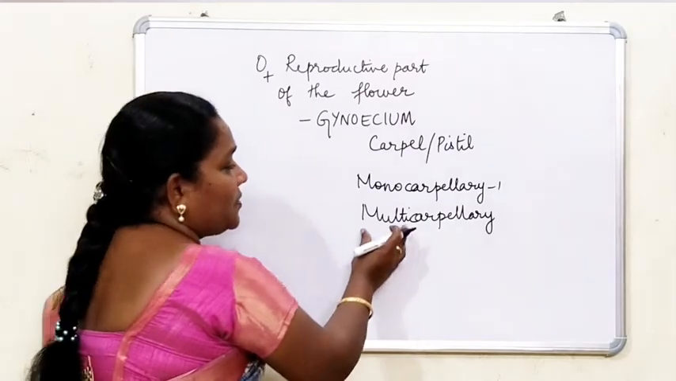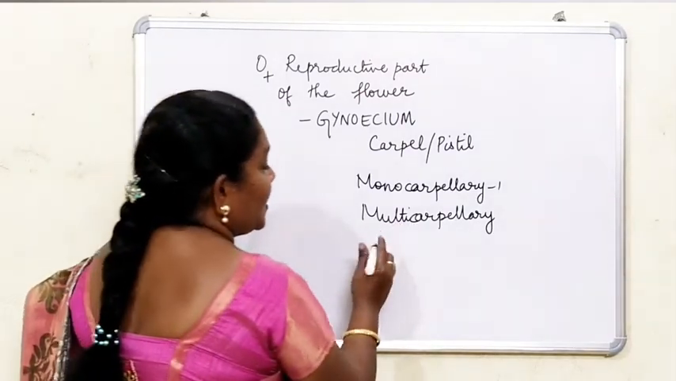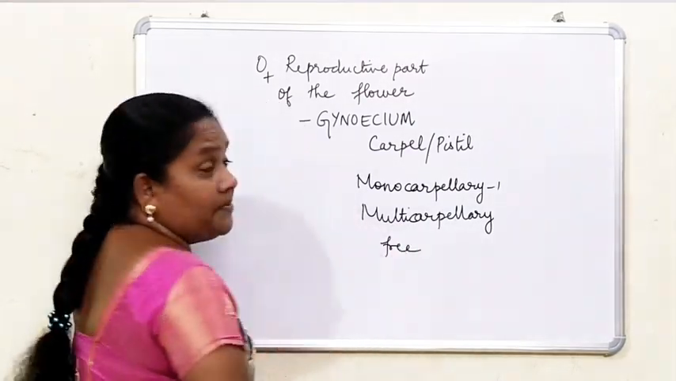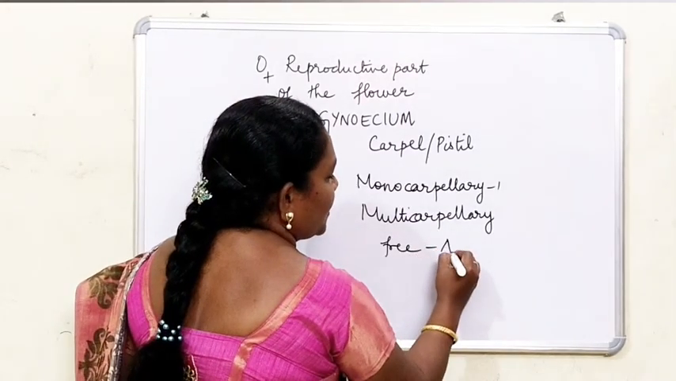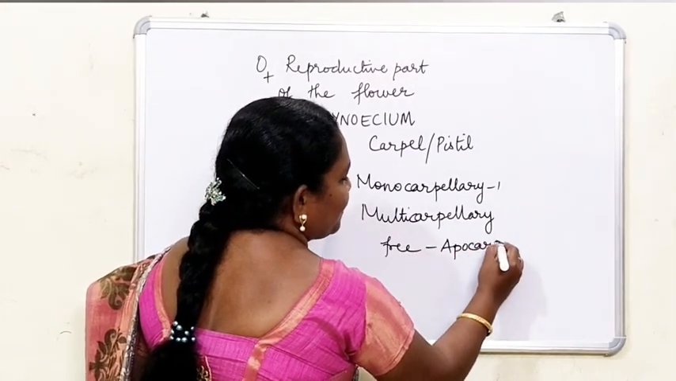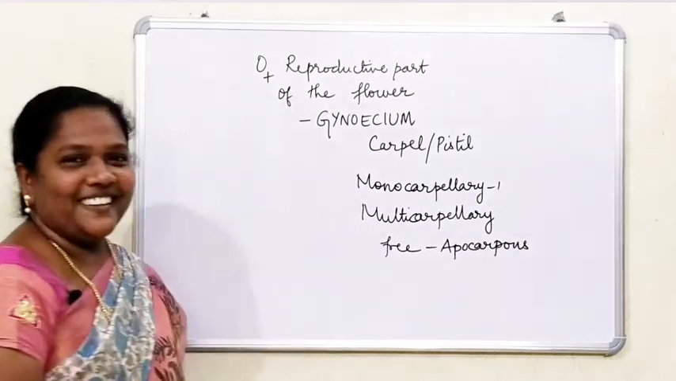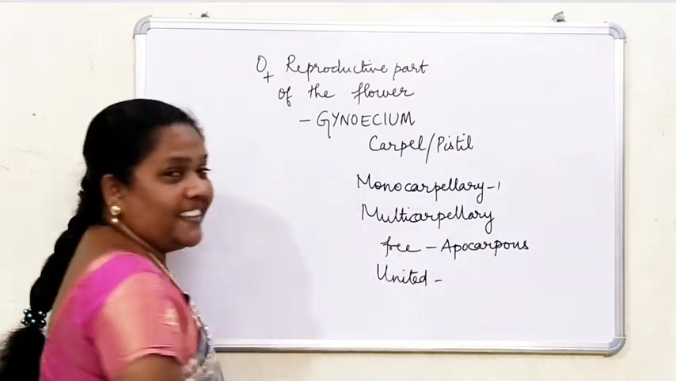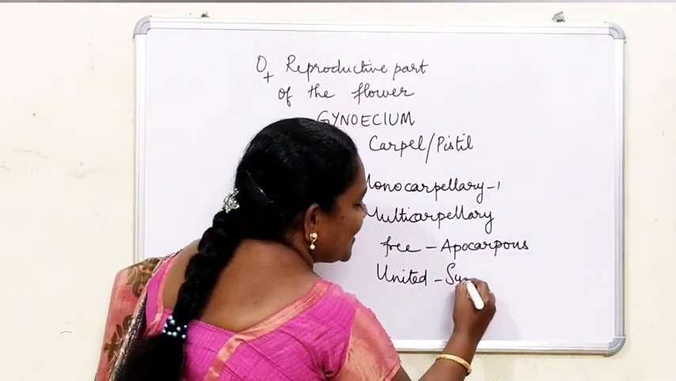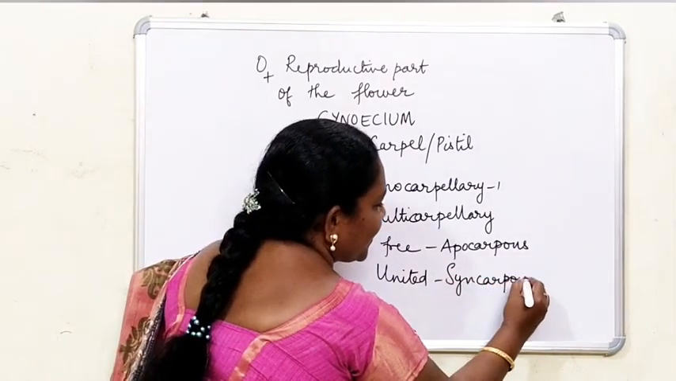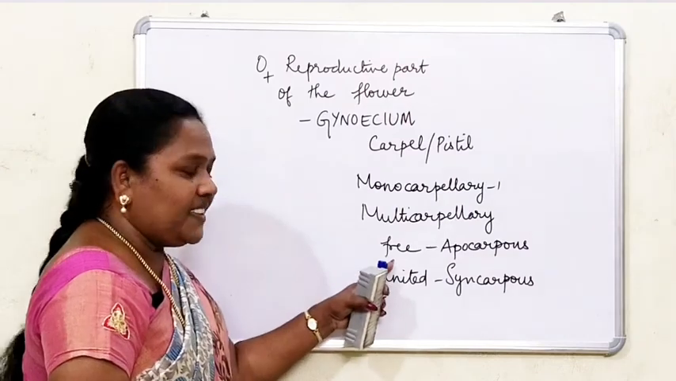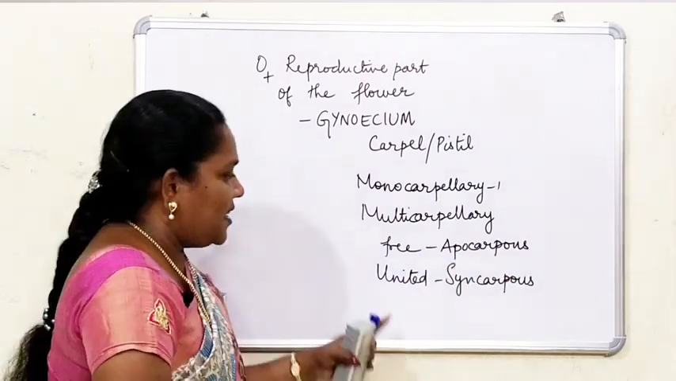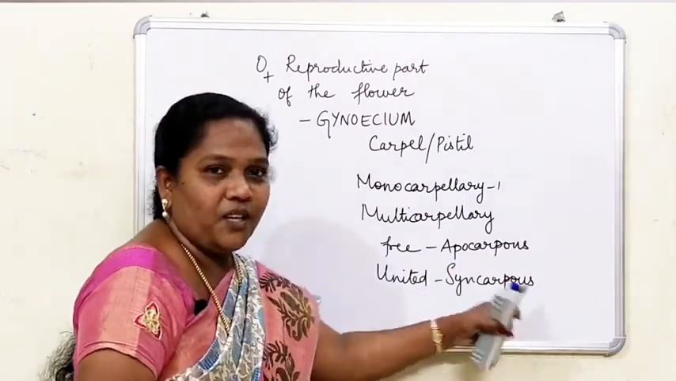Okay. So, if the carpels are free, free carpels, then you call that to be apocarpous. Right. If the carpels are united, then it is called as syncarpous. If the carpels are free, you call that as apocarpous. If the carpels are united, it is called as syncarpous.